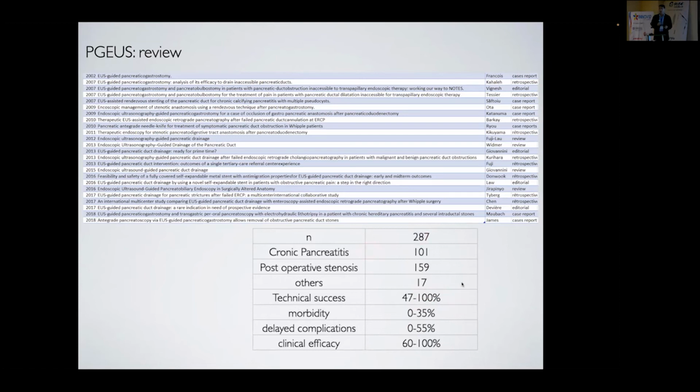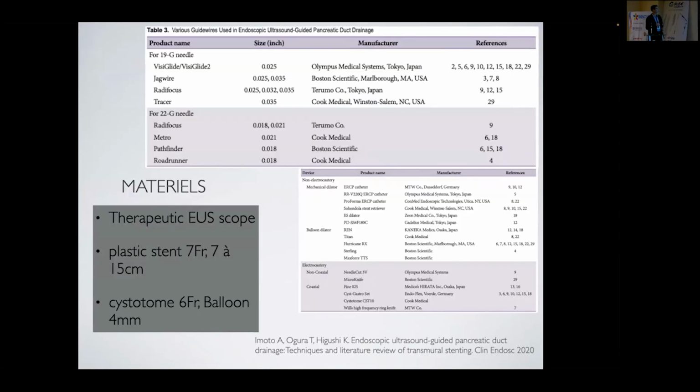What it means is that these are retrospective studies, and it's difficult to have serious data. The technique is not standardized. You have a lot of material used. You see 19 gauge, 20 gauge with a lot of guide wires. You have a lot of dilators. That's what we use: a plastic stent of 7 French, and we use a cystotome of 6 French and a balloon of 4 millimeters.